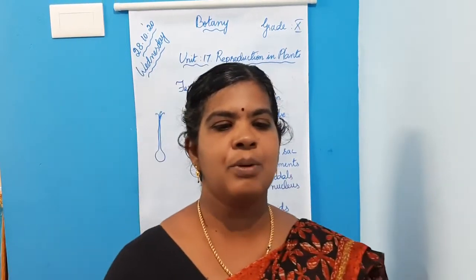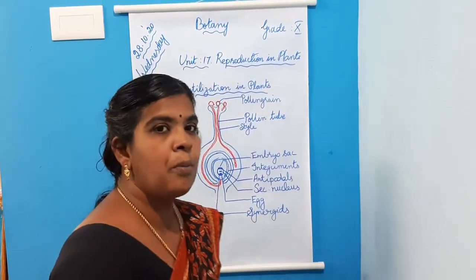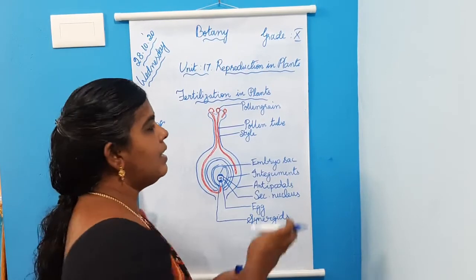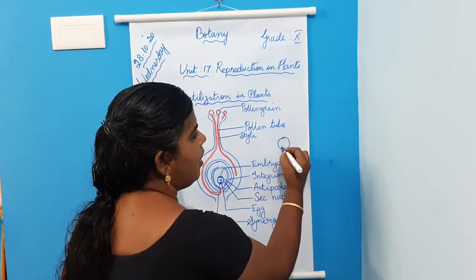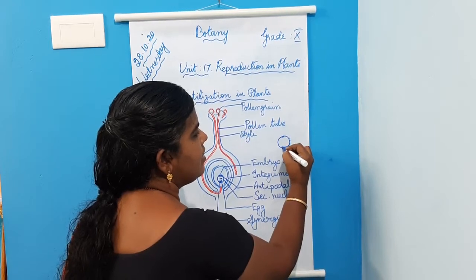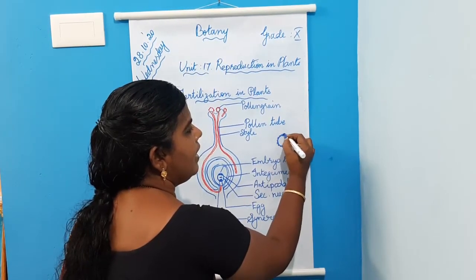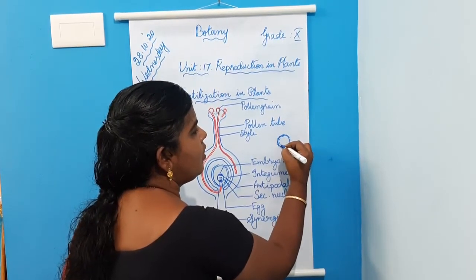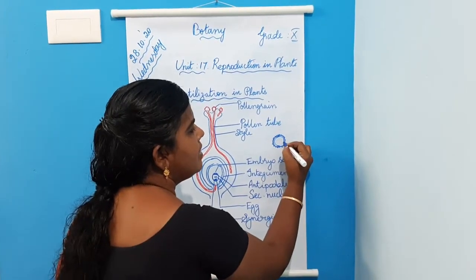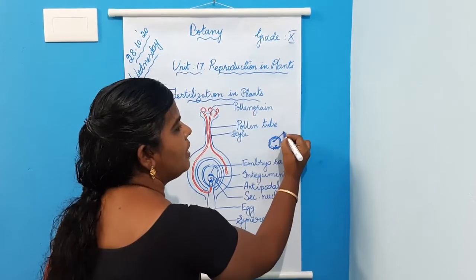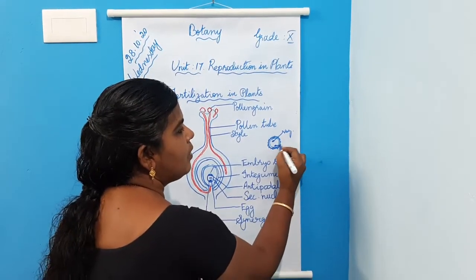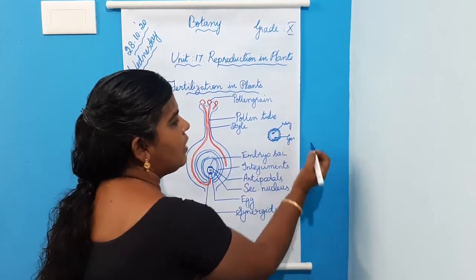During fertilization, you all know about the structure of pollen grain, isn't it? What about the structure of pollen grain? It is double layered. The outer layer is thick and it is called exine, and the inner thin layer is called intine, isn't it? This is the structure of pollen grain. It encloses two nuclei. One is the vegetative nucleus, another one is the generative nucleus, isn't it?